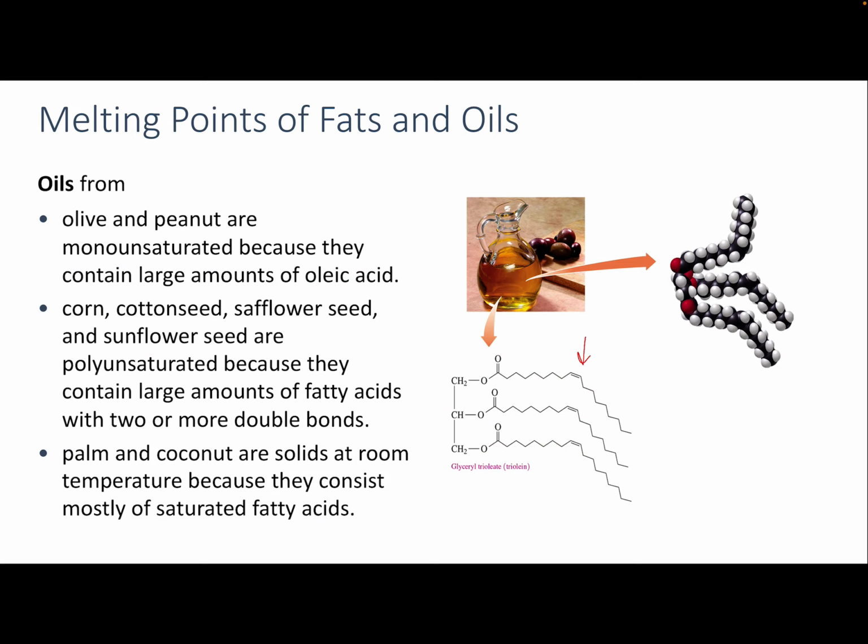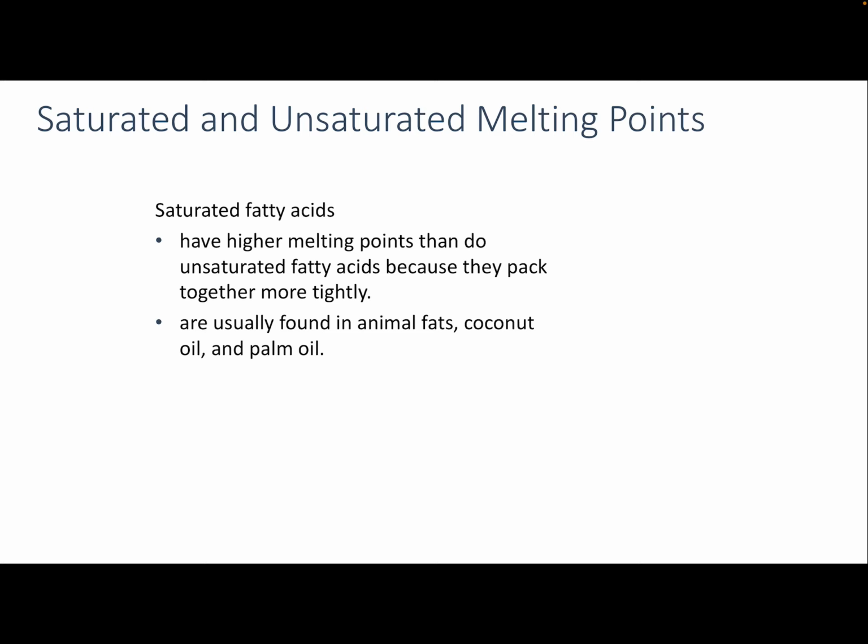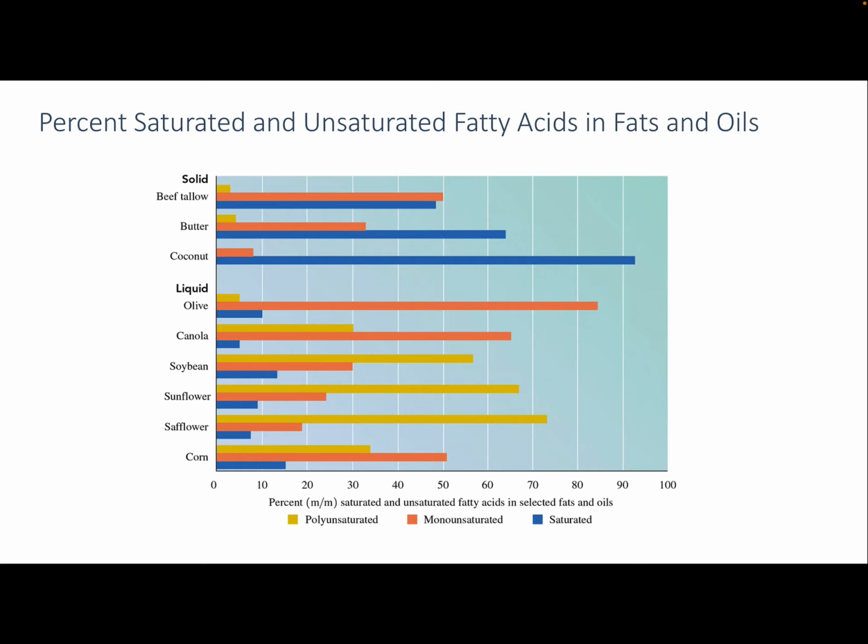Now, palm and coconut oils are solid because they have mostly saturated fatty acids. Saturated fatty acids, again, have higher melting points because they can pack together better. I have a nice table that I'm going to show you right now. So you can see, beef tallow, or I guess lard, coconut, butter, these things are all solids.